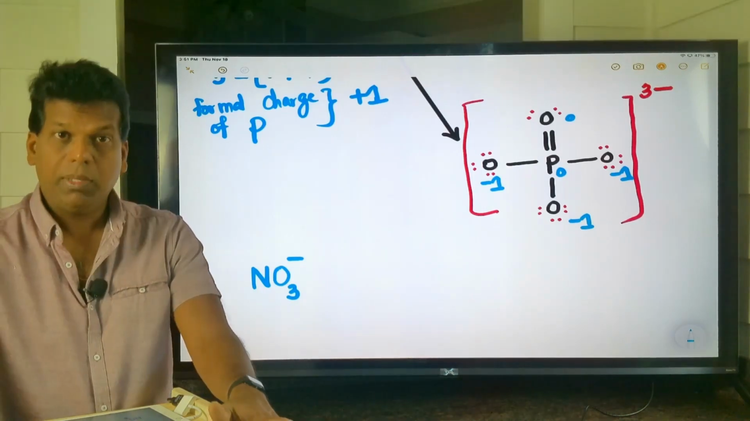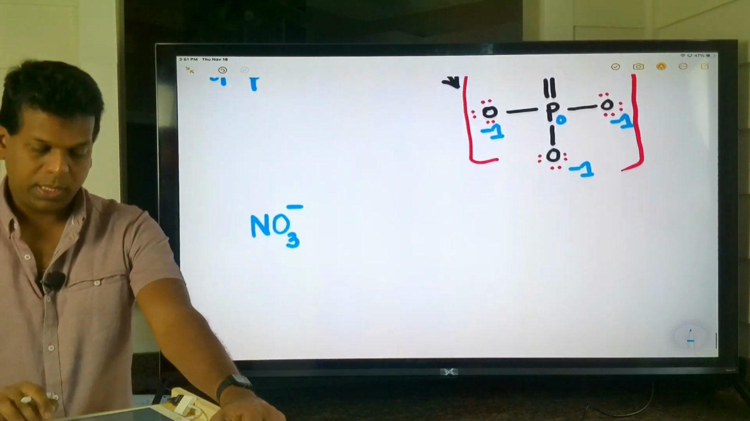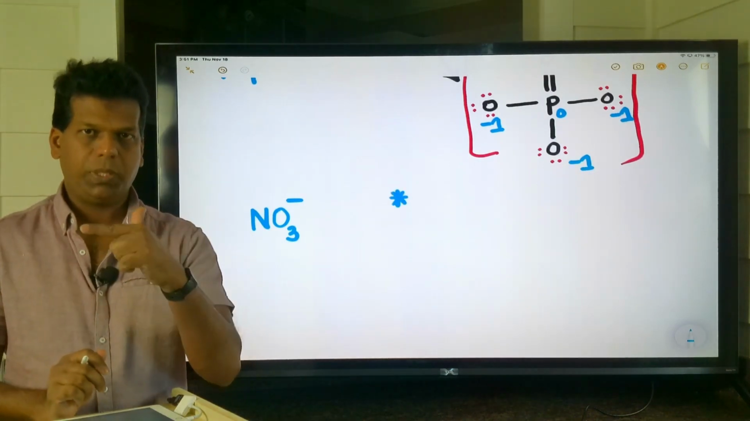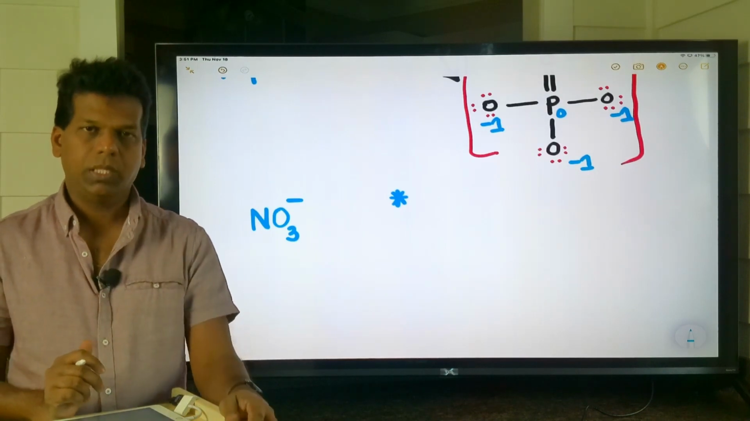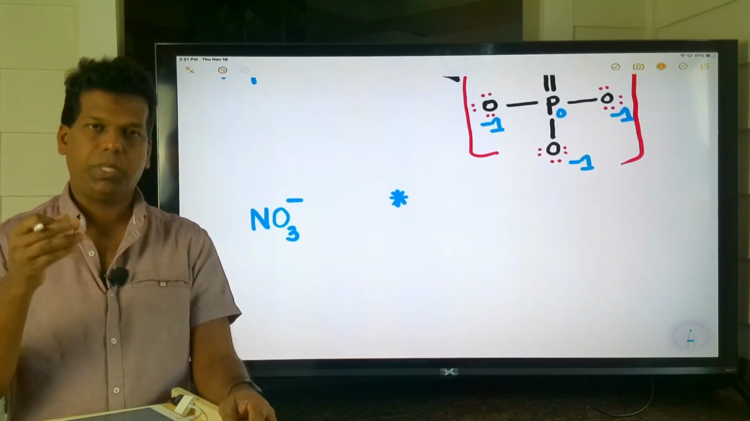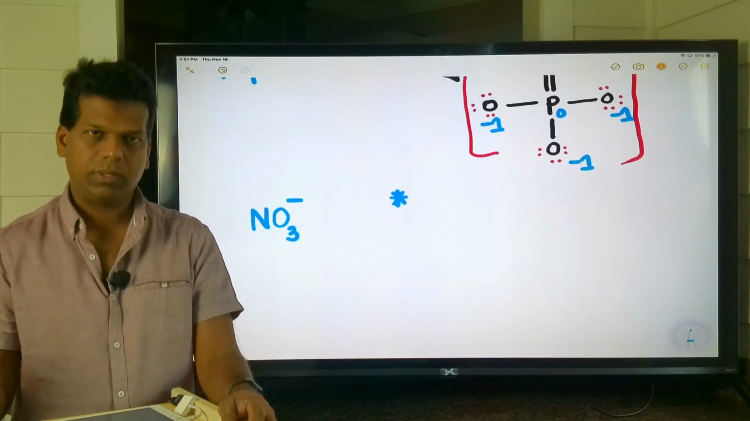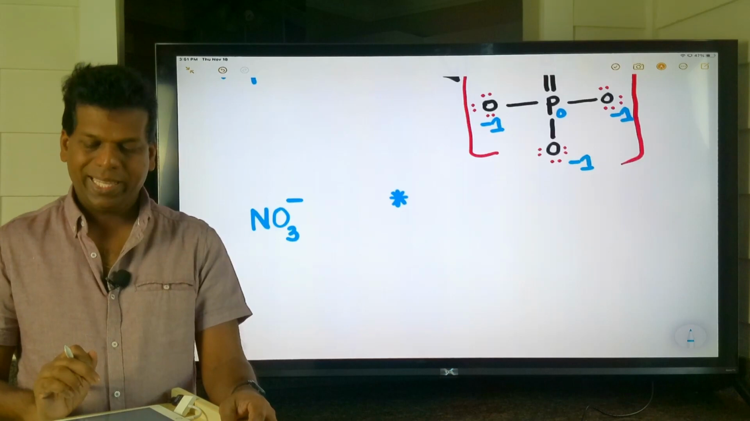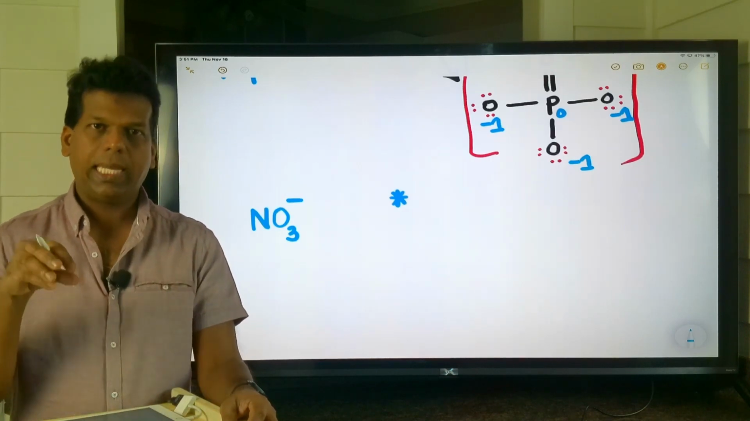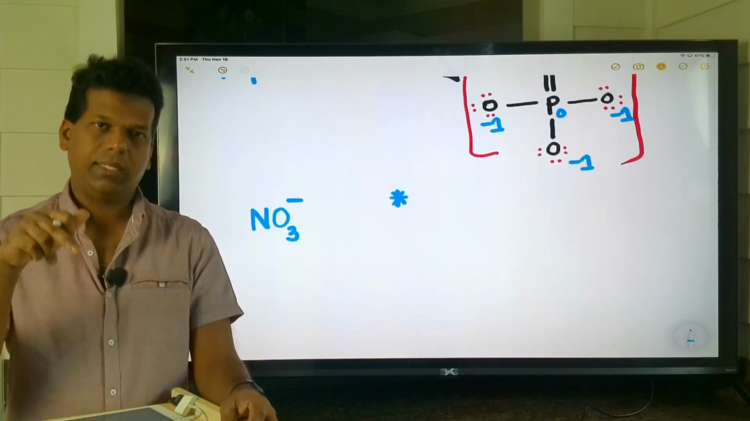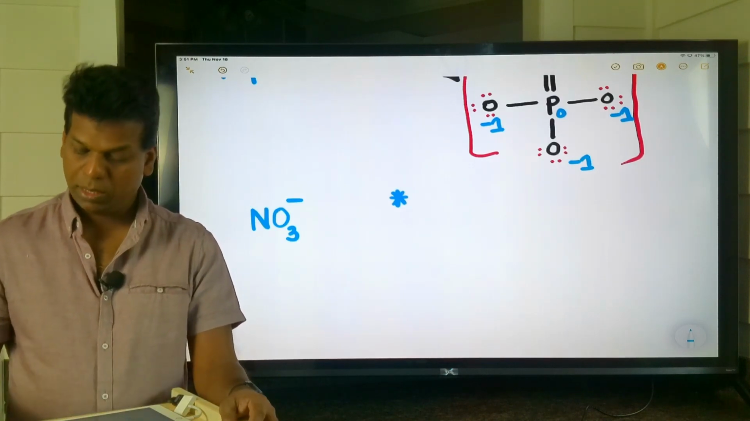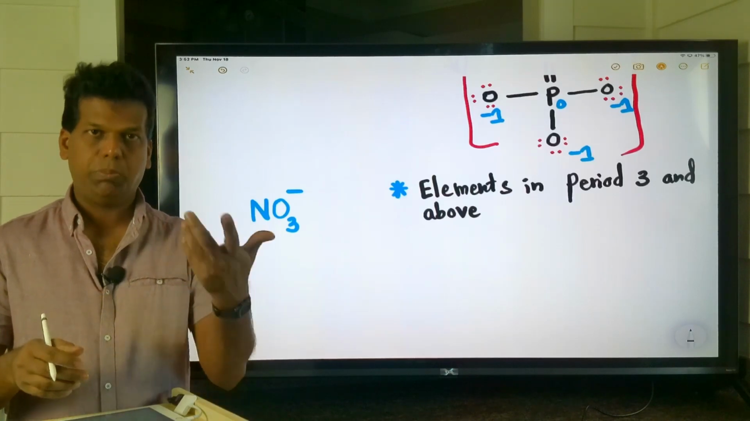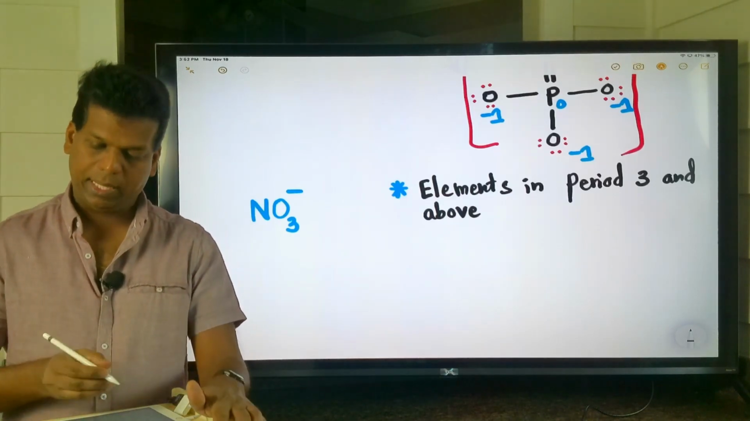So some elements can do that. Especially, just keep this in mind, elements in period 3 and above. When I say above, I mean period 4, period 5, like that. The elements in period 3 and above can have more than 8 electrons when they are the central atom. So just keep that in mind. So I'll write it down. Again, when I say above, I mean period 4, 5, 6, like that.